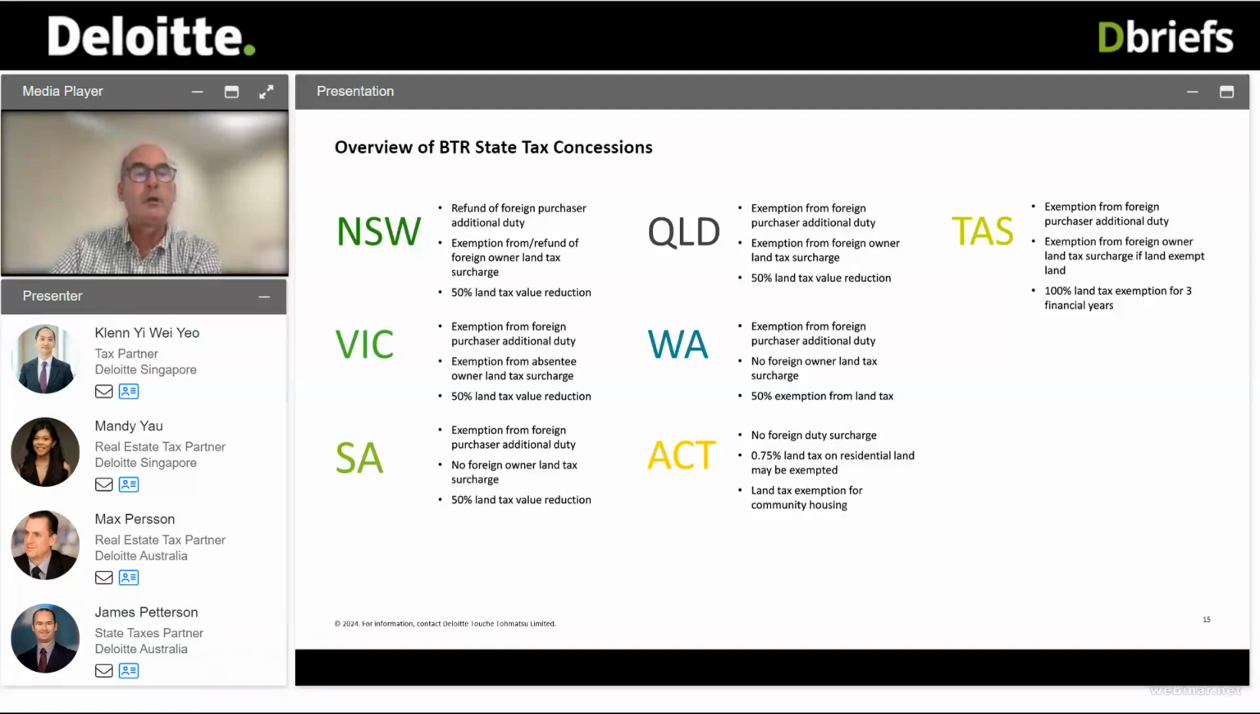All jurisdictions offer a 50% ongoing land tax reduction for a 20-year period, except for Tasmania, which offers a 3-year 100% exemption, and for Victoria, where the reduction is for 30 years instead of 20. Note, there is no surcharge stamp duty and no land tax at all that is imposed in the Northern Territory. So these concessions don't apply there.